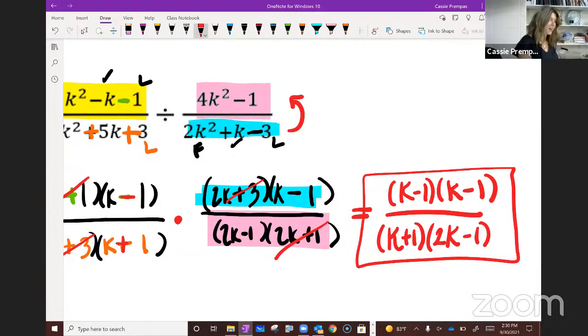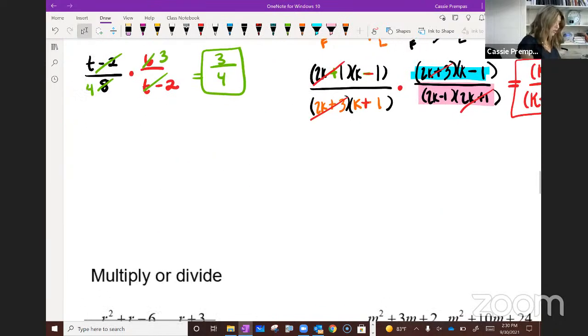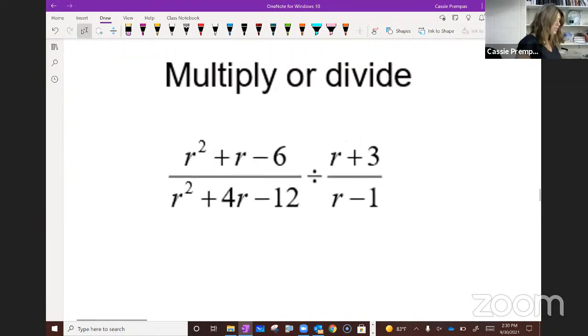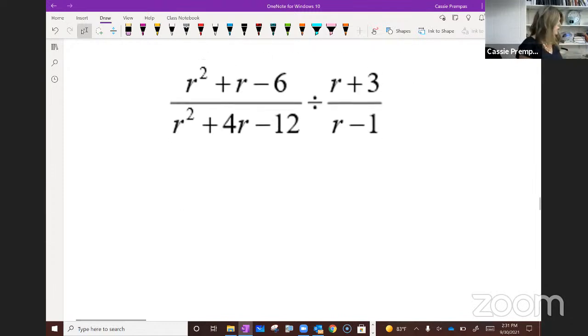Okay, guys, we got 2 more to try. So I'd like you to turn to your partner. Try this one together. You're putting it together now, multiplying or dividing. And let's have the person with the least amount of siblings start this one. Say what you would do. Oh, that's me. Okay.